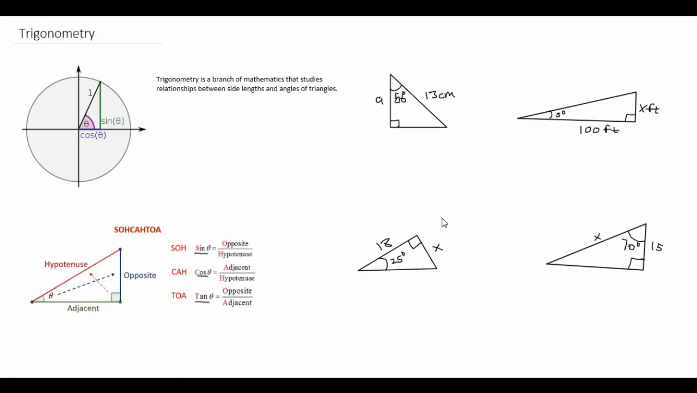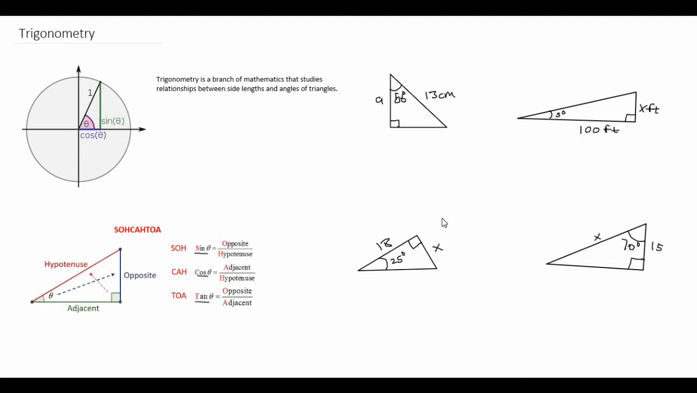To make these functions easier, some people use the term SOHCAHTOA, which means for sine, S right here, sine is opposite over hypotenuse, and then cosine is adjacent over hypotenuse, and then tangent is opposite over adjacent.